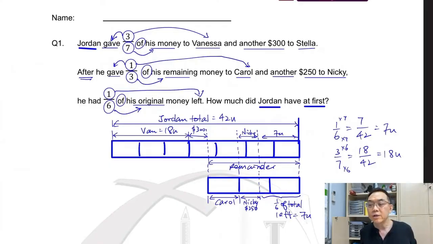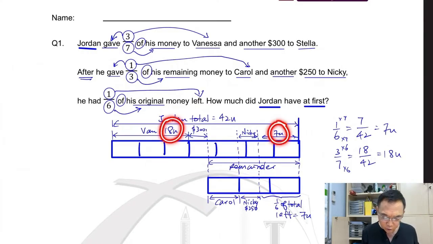42 minus 18 minus 7. Yes, actually that is a good way of thinking. So 18 plus 7 is 25. 42 minus 25 will give you 17. So technically speaking, 17 would be here.